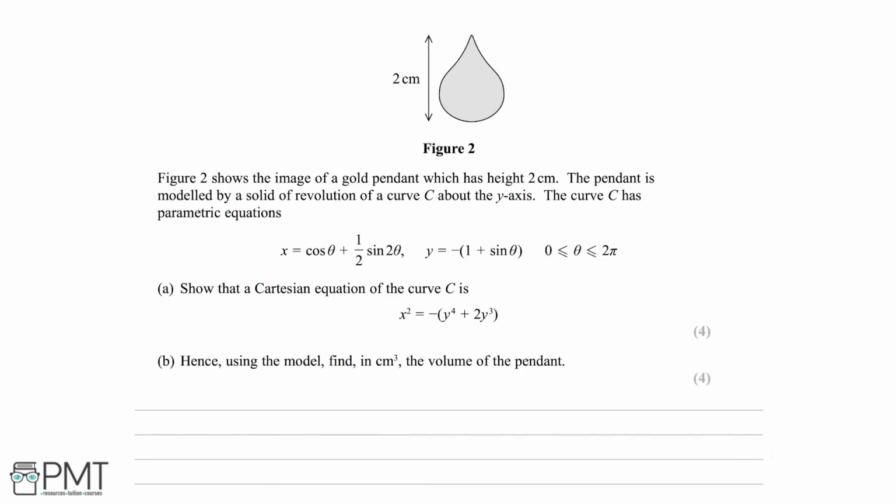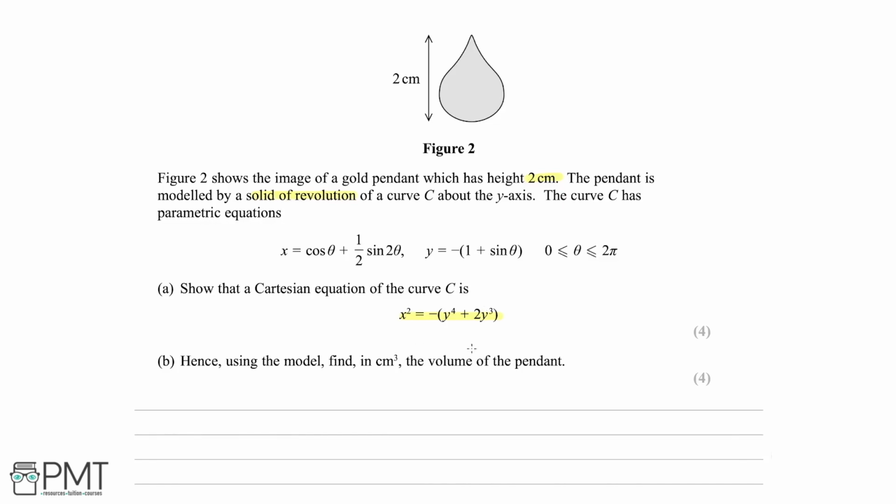In this question, we're given an image of a gold pendant which has height 2 centimeters. The pendant is modeled by a solid of revolution of a curve C about the y-axis. The curve C has parametric equations x is equal to cos theta plus a half sine 2 theta, and y is equal to minus 1 plus sine of theta, where theta is between 0 and 2 pi. We want to show that a Cartesian equation of the curve C is x squared is equal to minus y to the power of 4 plus 2y to the power of 3 in part A.